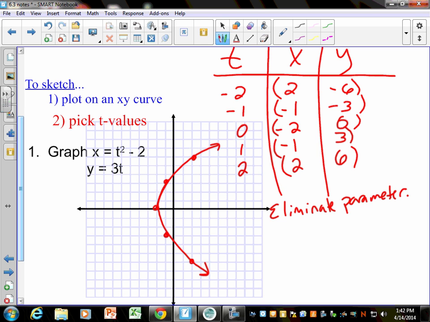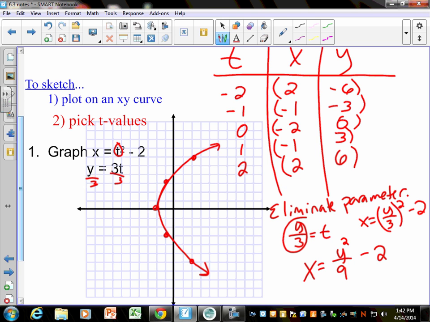Yes? So if I was going to do this, I would say that y over 3 equals t. I would just divide by 3 here, because isn't that easier to solve for t than the one that's squared? Then I'm going to substitute that in for t, and look what I get. x equals y squared over 9 minus 2, because it'd be y over 3 squared, minus 2.